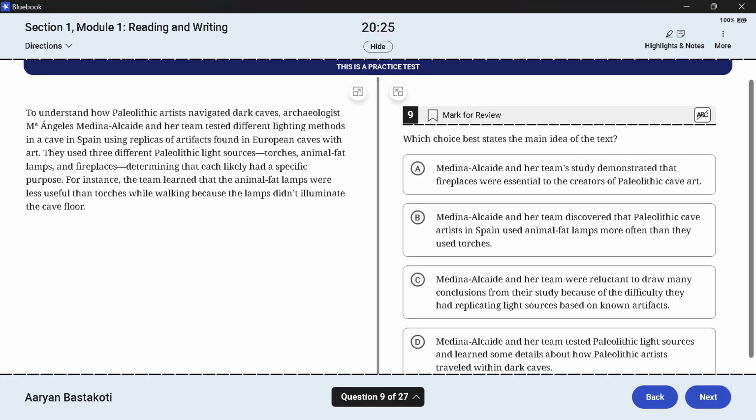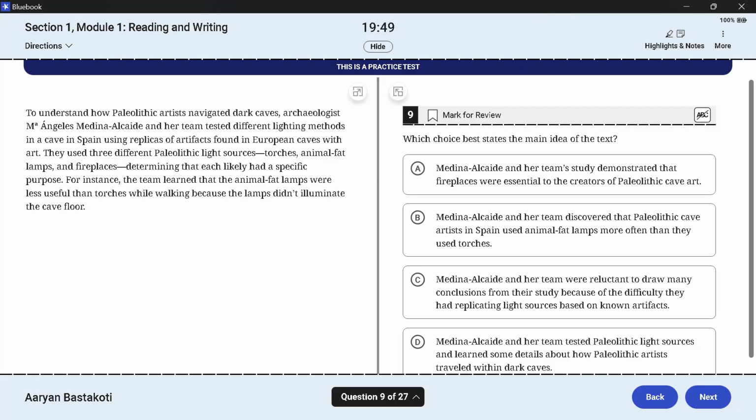Main idea of the text: to understand how Paleolithic artists navigated dark caves, archaeologist A. Medina-Alcaide and her team tested different lighting methods in a cave in Spain using replicas of artifacts found in European caves with art. They used three different Paleolithic light sources: torches, animal fat lamps, and fireplaces, determining that each likely had a specific purpose. For instance, the team learned that the animal fat lamps were less useful than torches while walking because the lamps didn't illuminate the cave floor.